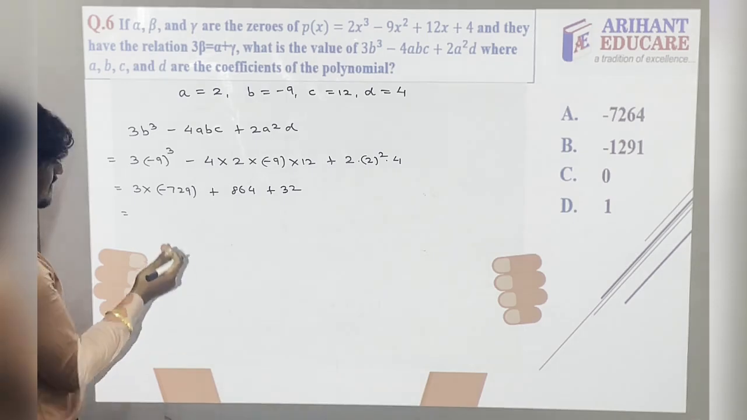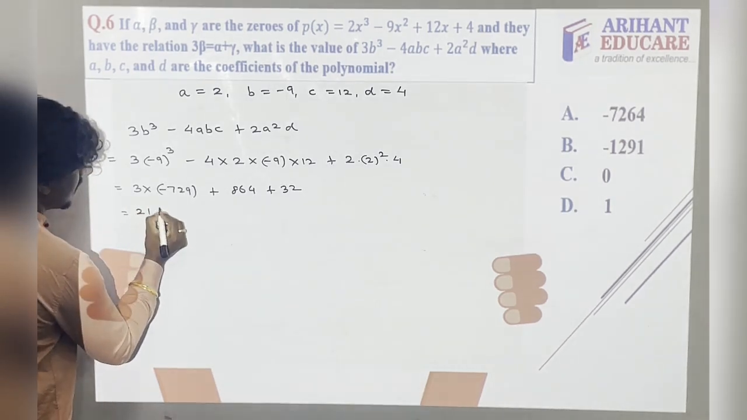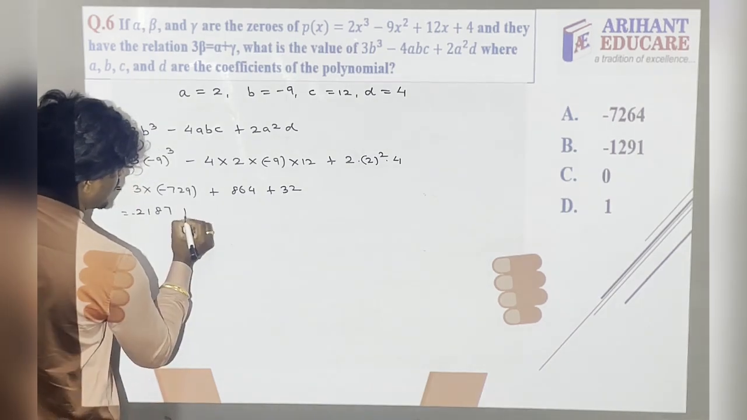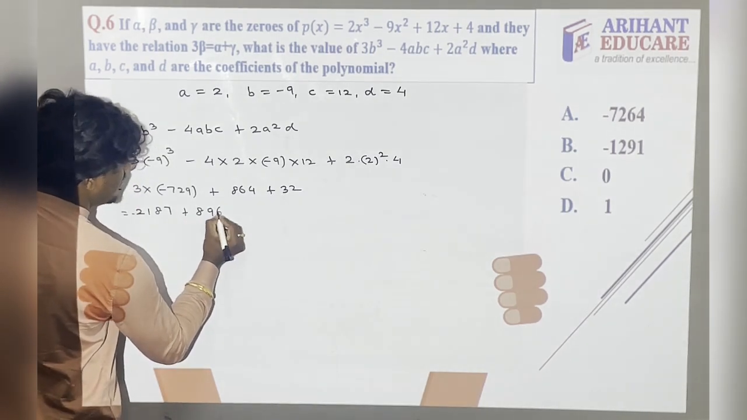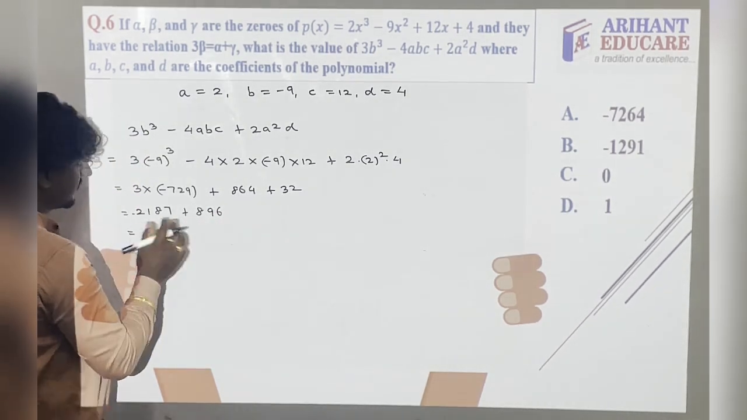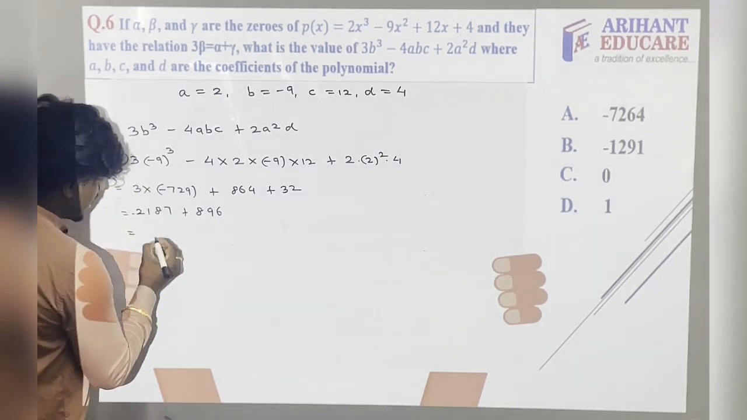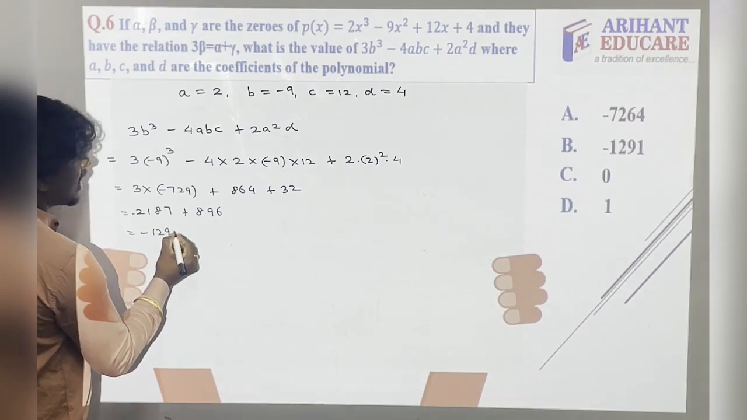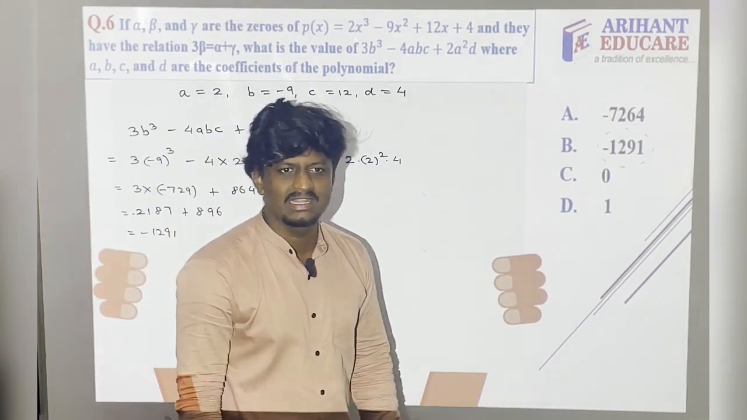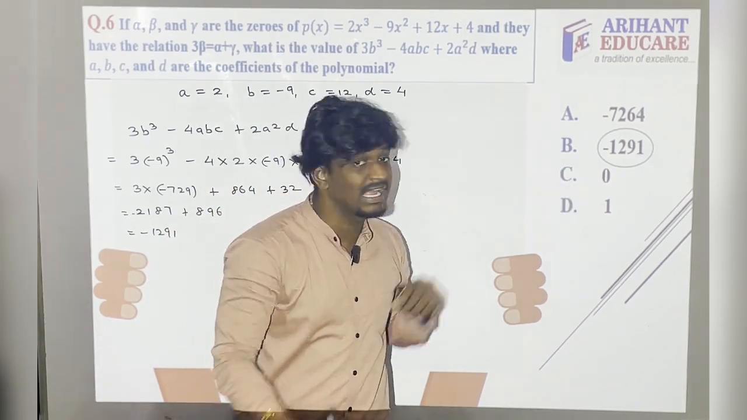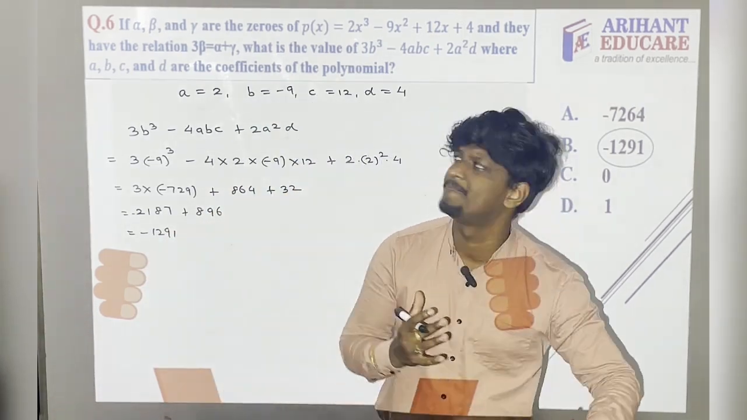Now 729 into 3. 3 9s are 27, 7 3s are 21. So 2187. But in negative. Let me add 864 plus 32. I'm getting 896. When you add, or you should simply subtract 2187 and 896 and put a negative sign, you're gonna get minus 1291. Do you have an option like that? Yes, we do. Option B is minus 1291. Again, इस sum में क्या था?